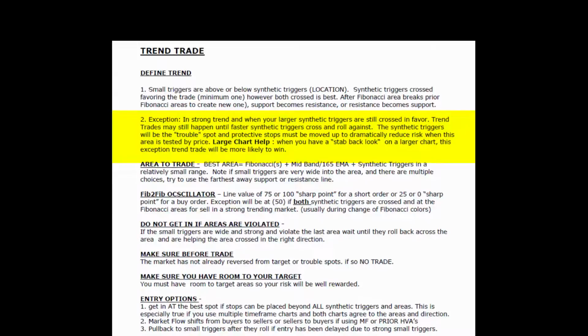Now, the best look that you can get is when you have your large chart, if you use two charts, have what we call a stab back look. And all that is just a retracement without making a reversal bar on the larger chart. And if you can add to it an area of support or resistance on the larger chart, that makes things a little bit better. Like any type of trading, there's always exceptions. And really my focus here is to get you the absolute best exception using multiple time frame charts.